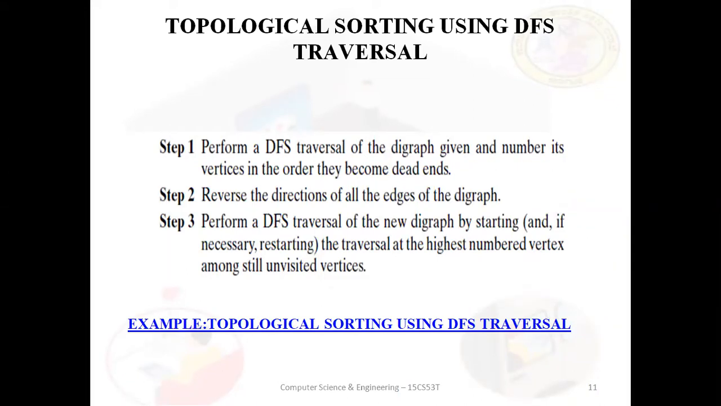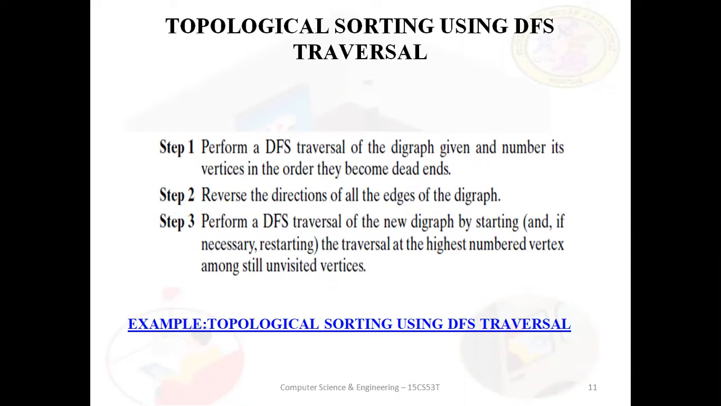Now, with the basic knowledge of DFS traversal, let us implement the DFS traversal for topological sorting. So in the first step for topological sorting, we are going to perform a DFS traversal of the digraph given and number its vertices in the order they become dead ends. In step 2, reverse the direction of all the edges of the digraph.